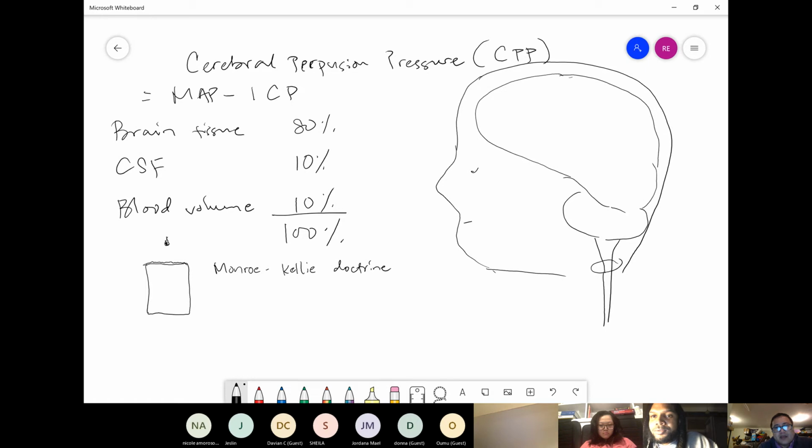All right, so this is the concept of a doctrine they use in neurology. It states that if volume in any of these three components increases, then volume in another component must be displaced. So similar to this glass of water, it's already full. Let's say this glass of water represents brain tissue, CSF, and blood volume. And then you increase that volume in any one of these. So let's say there's brain tissue swelling, there's cerebral edema.